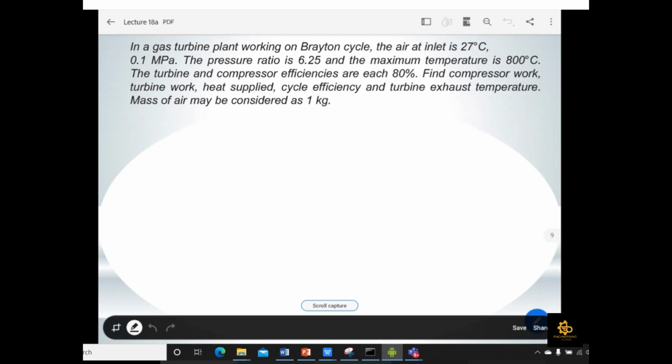Okay, so now we will use this data to solve the question. You have to note it down, then we'll move towards the solution.